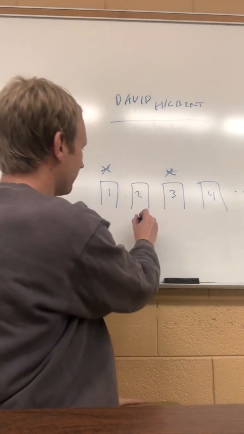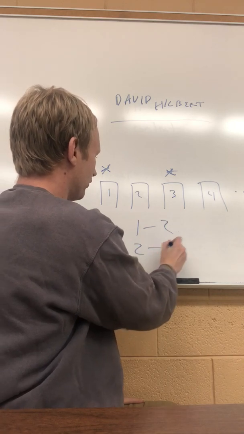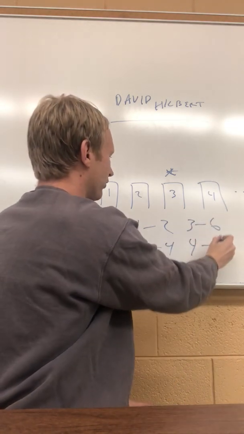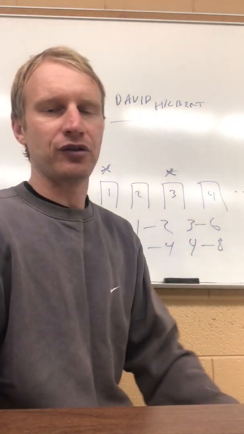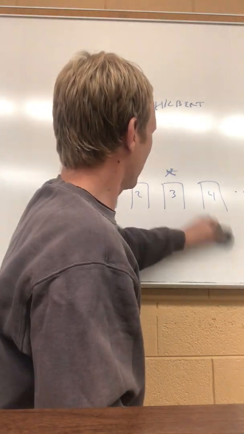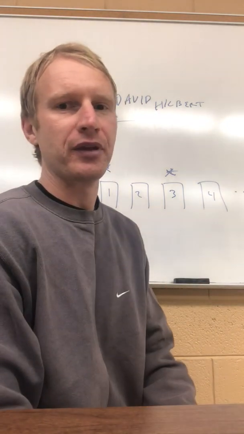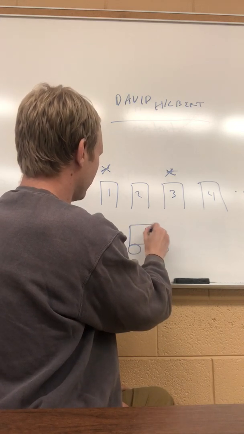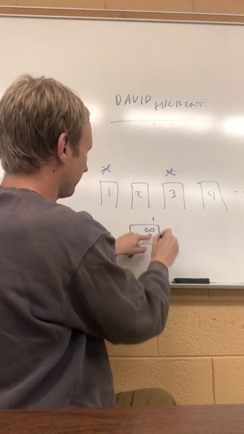He puts, again, the person in room 1 into room 2, the person in room 2 into room 4, the person in room 3 into room 6, the person in room 4 into room 8, and so on, so that all the odd-numbered rooms are open. So now you have all the odd-numbered rooms open. And he takes the first bus, which we'll call bus 1, which again has an infinite number of people in it.